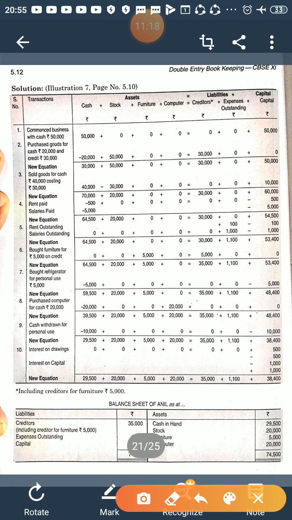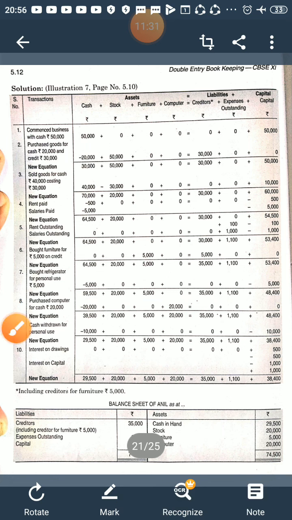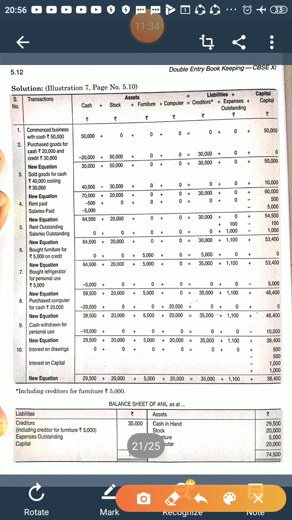Now the next transaction is purchase computer for cash 20,000. So cash is decreased by 20,000 and computer will be increased by 20,000. Now new equation is, now cash becomes 39,500, stock remains 20,000, furniture remains 5,000. Now computer is 20,000, creditors 35,000, outstanding expenses 1100, and capital 48,400.